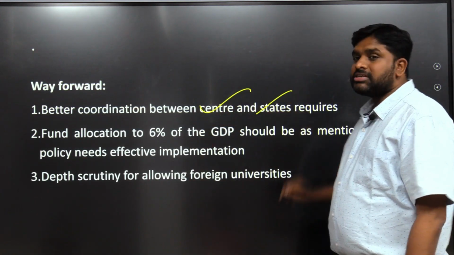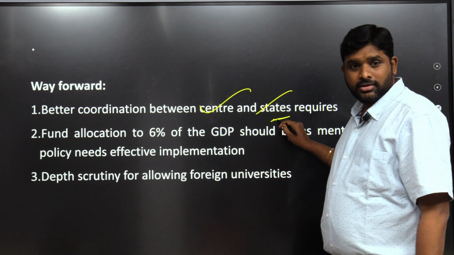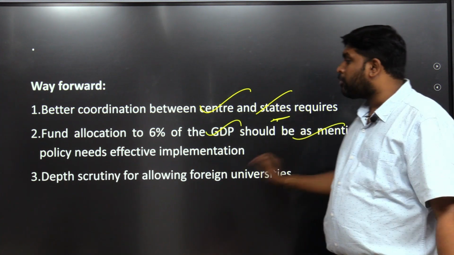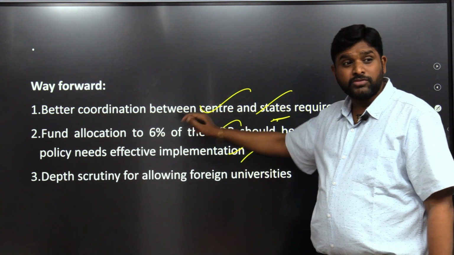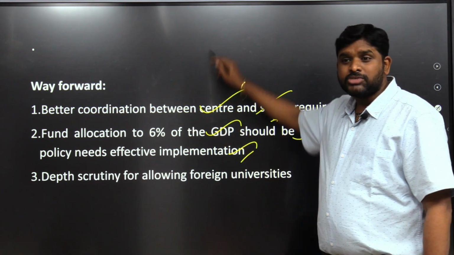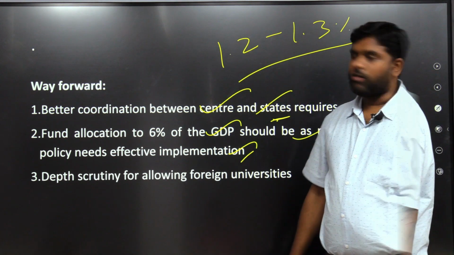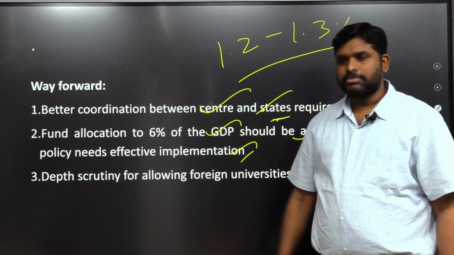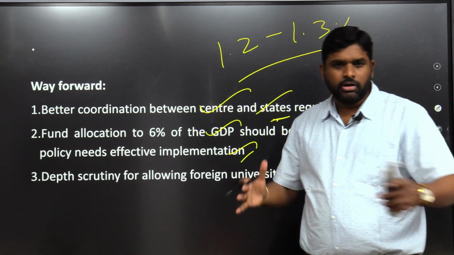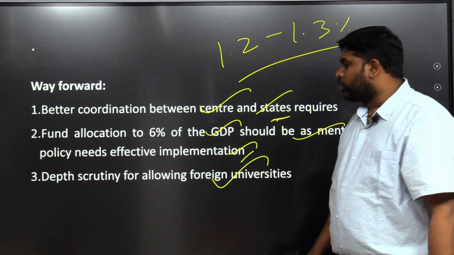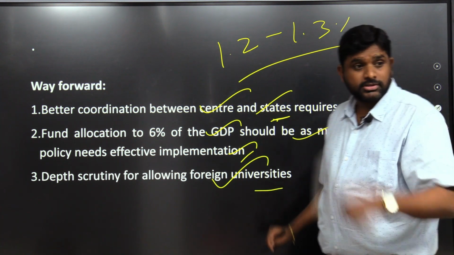Better coordination between center and states. This is missing. Fund allocation to 6% of the GDP, as mentioned in the policy, needs effective implementation. This much of GDP is required. But how much are we at? Somewhere around. Okay, that is convergence of the government schemes. Convergence means all the schemes under one umbrella. Depth scrutiny for allowing foreign universities.